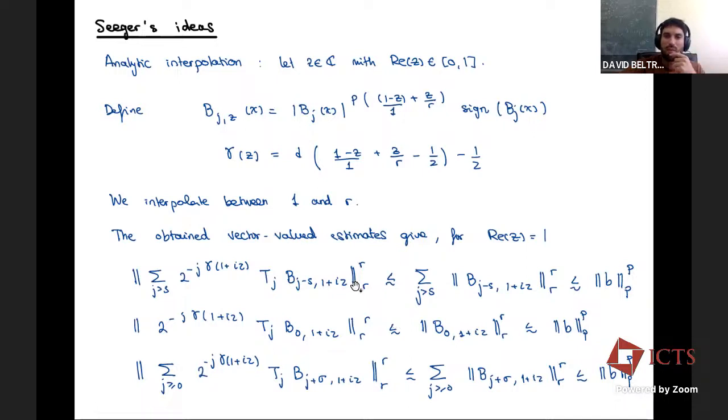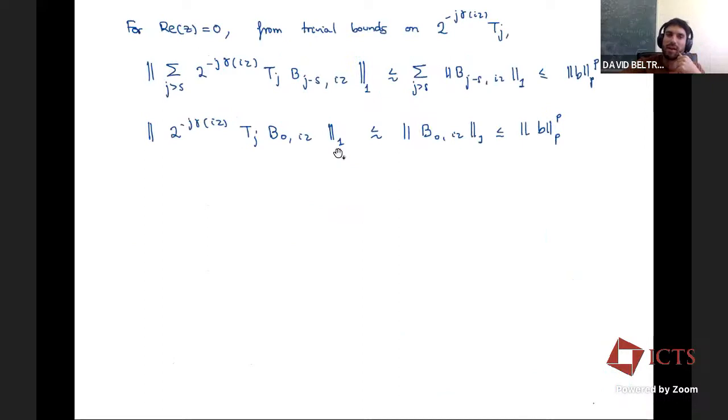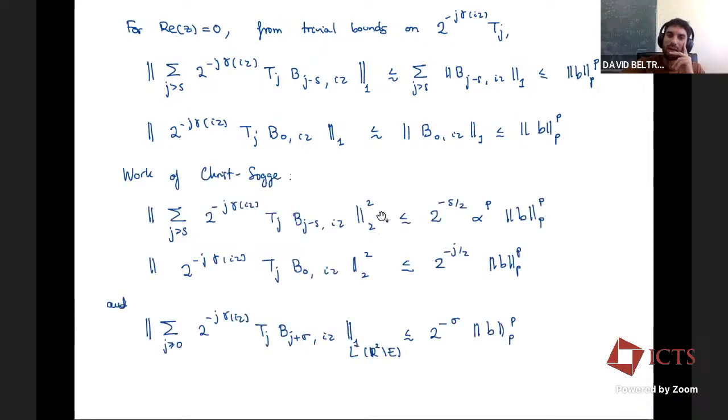input vector valued estimate. We go from L^R to L^R, but because of the way we are setting the interpolation up, this becomes the L^P norm of B_P because of this power here. We apply it to these functions, and then for when the real part is equal to 0, that means our operator is like Bochner-Riesz at the critical exponent p equal 1 and the critical index. So for p equal 1, we have trivial estimates for each piece, but we also have these L1 to L2 estimates by Christ, and by Christ and Seeger when one looks at the multiplier decomposition, and they come with a decay.